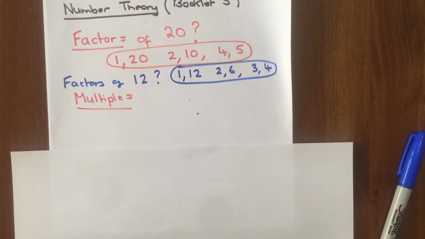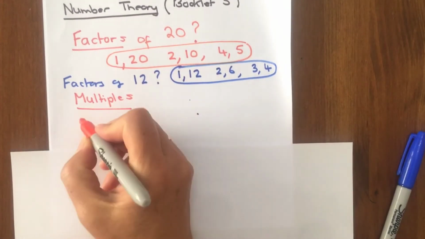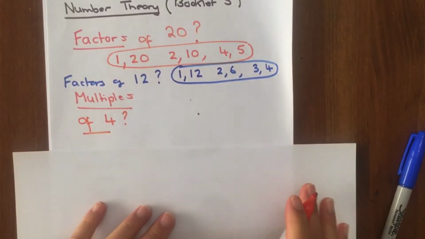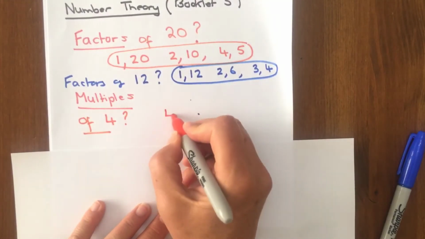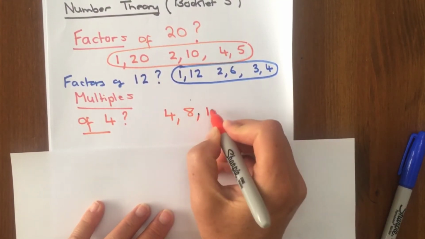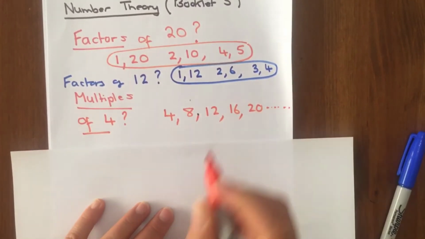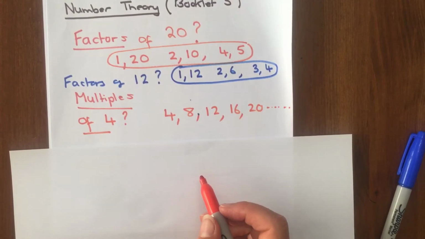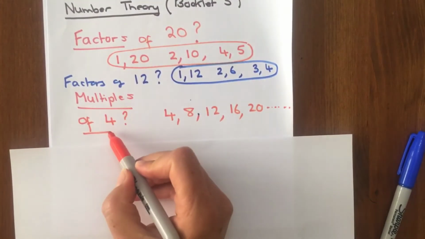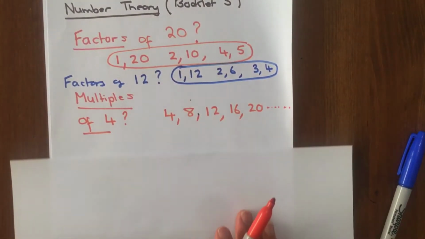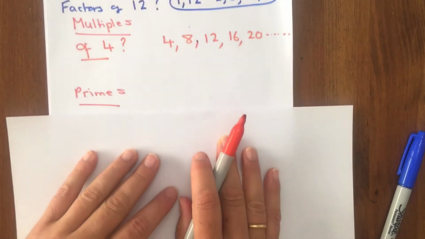Okay, the next word we're going to look at, the type of number, is multiples. Okay, so what do you understand by multiples? So say I said to you, what are the multiples of 4? Now all that means is all the numbers in the 4 times table. So 4, 8, 12, 16, 20, and that goes on forever. So it's all the numbers in the 4 times table. So multiples, numbers in the times tables, factors, numbers that divide into the number.